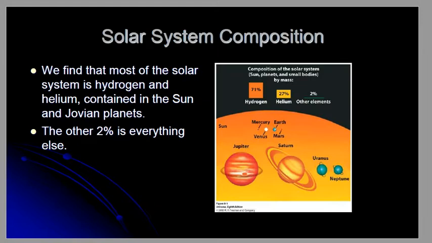Well, when we look out in the solar system, we see mostly hydrogen and helium, right? 71% hydrogen, 27% helium, 2% other stuff. That's one thing we have in terms of what the solar system is made of, right? And the answer is hydrogen and helium. And we're in that little 2% of other stuff.